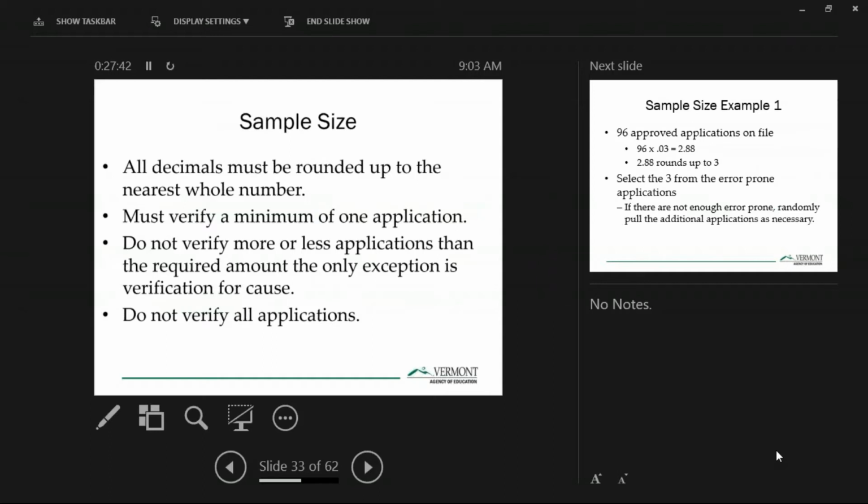So for that sample size, it is always rounded up. So it's 3%, but if 3% is like 2.4, you're going to round it up to 3 applications. You must verify a minimum of 1 application, and don't verify more or fewer applications than required, except for verification for cause, which I'll talk about later. And you're not going to verify all of your applications.